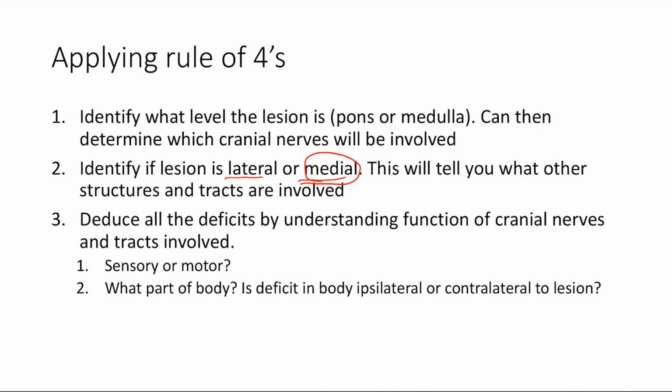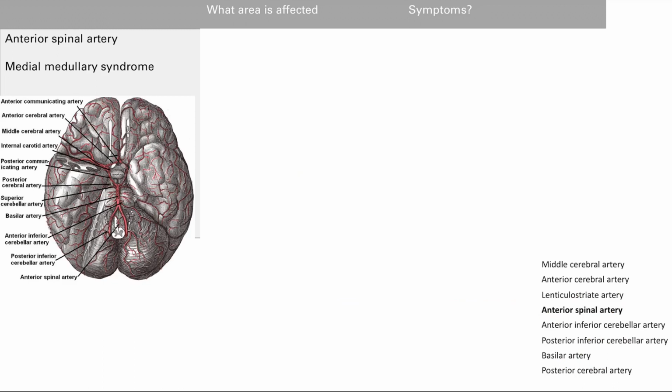And then we have to deduce, by understanding the function of all these cranial nerves and the tracts involved, whether you have sensory or motor deficits or both. And then the other key part is, will the deficit be ipsilateral or contralateral to the lesion? Okay, so this sounds like a lot, but just understand it's very simple. It's a simple concept of understanding the anatomy and then understanding what deficits will arise when we get damage to a specific part of the body. Okay, so without further ado, let's go into the anterior spinal artery.